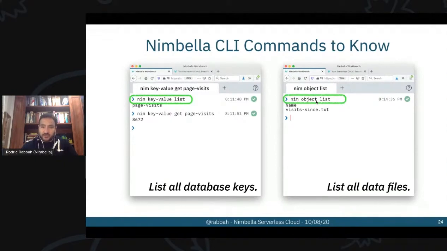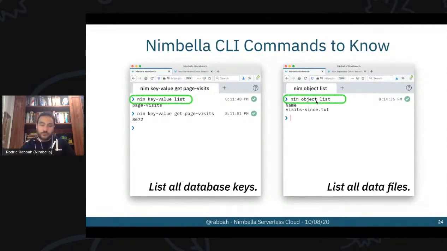Nim object list is a way of listing all of your files. And when I created this application, I tried to touch essentially every piece of the Nimbella Cloud. So I stored in an object the information about when this project was deployed. So there's a file, and this is not web accessible in the same way that your HTML page is accessible. You need to be able to get to this link, visit since.txt, which is essentially just storing the date for the application, and you access that from your function.